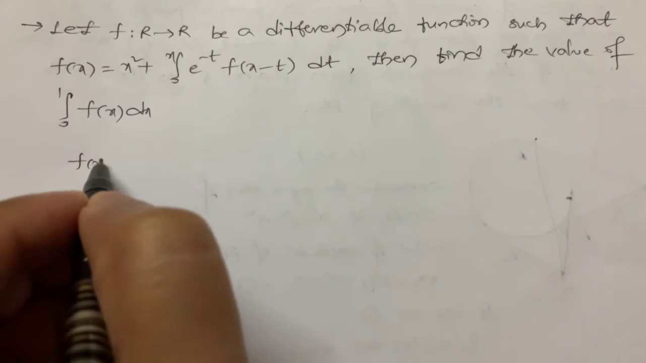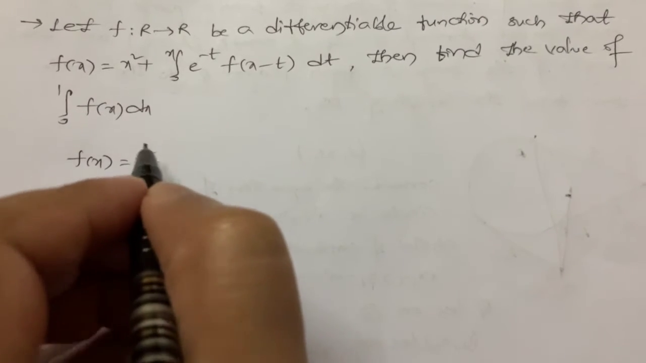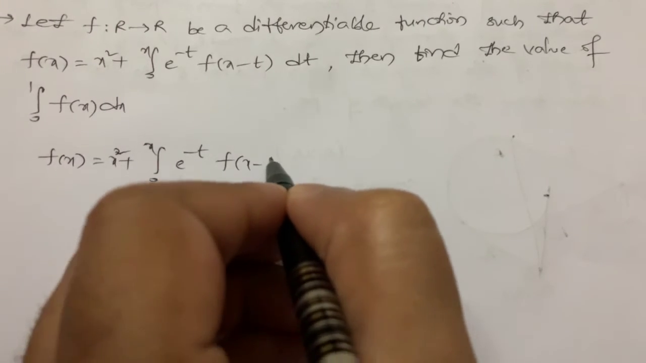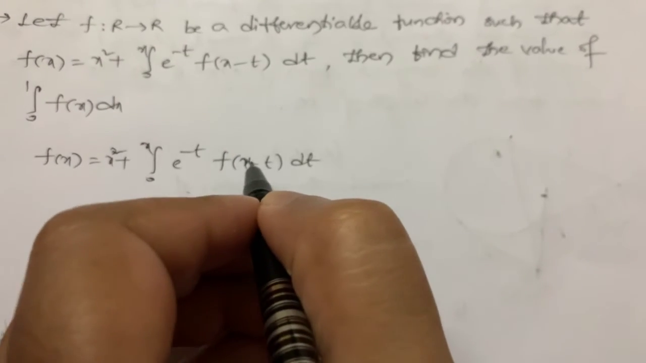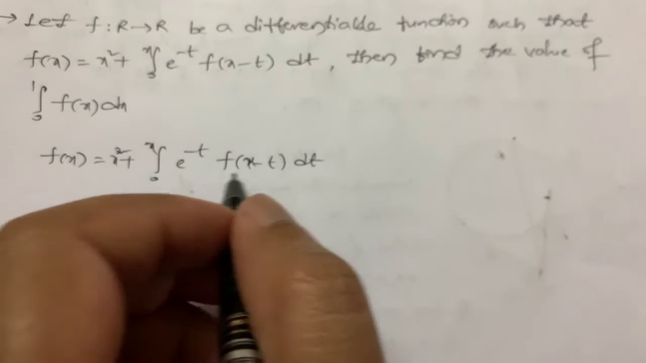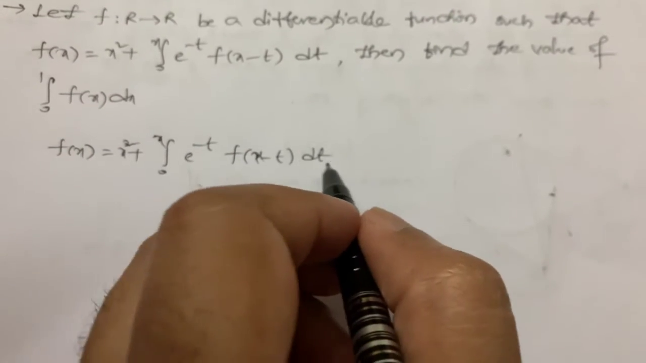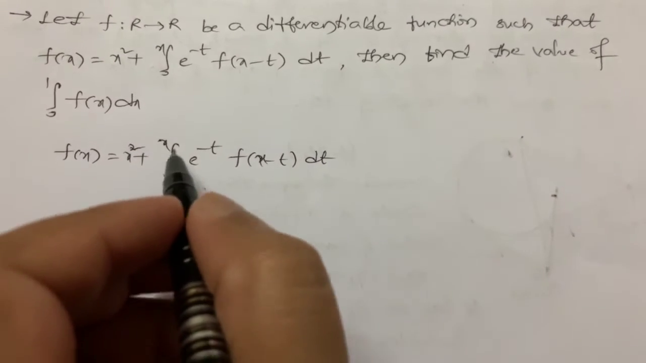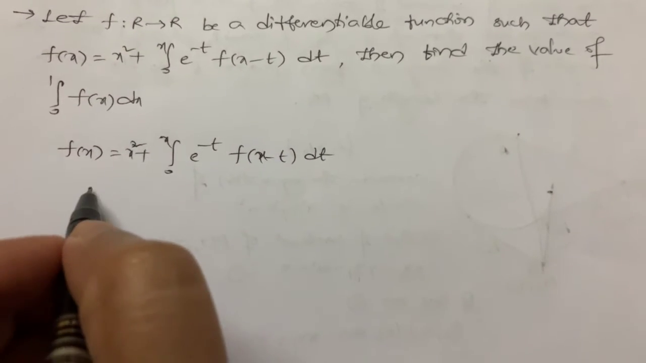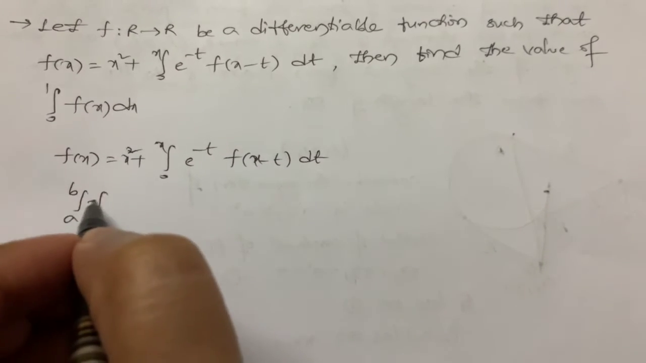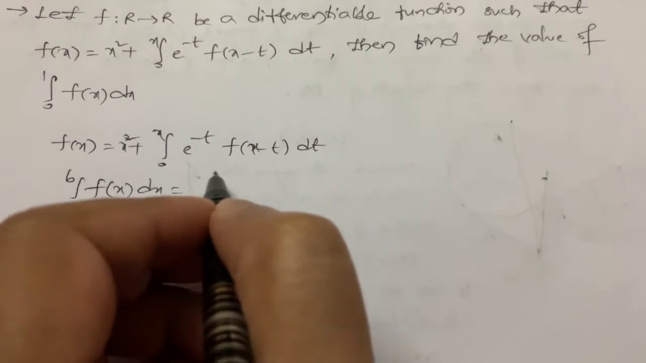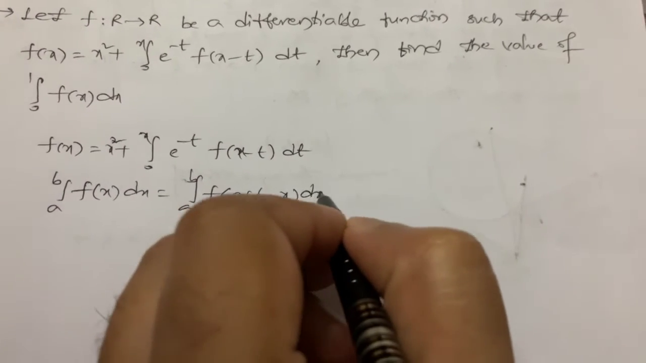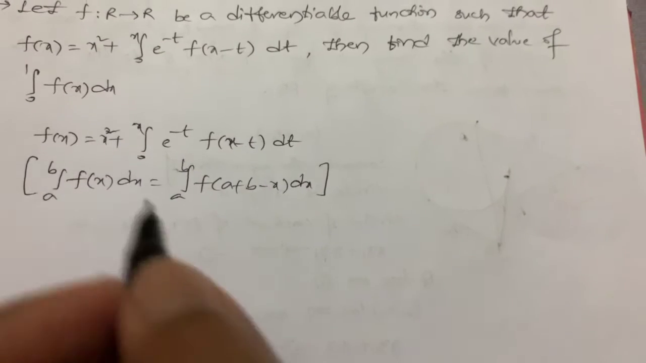So f of x is equal to x square plus integral 0 to x e power minus t f of x minus t dt. If I want to simplify this, the variable is t, but we have x also here. In order to eliminate this x, we'll apply the property: integral a to b f of x dx is equal to integral a to b f of a plus b minus x dx. So this property will apply now.